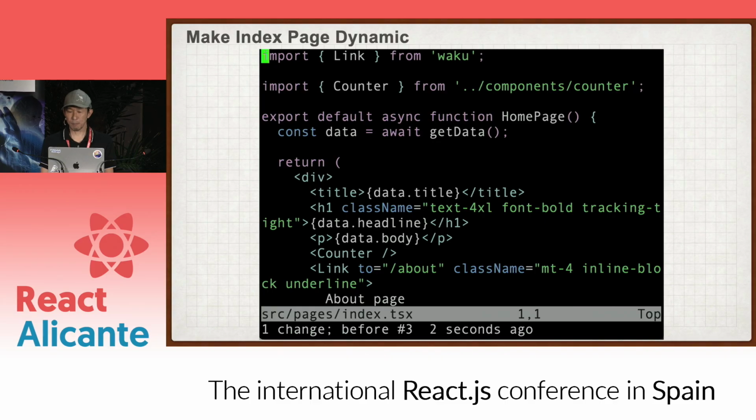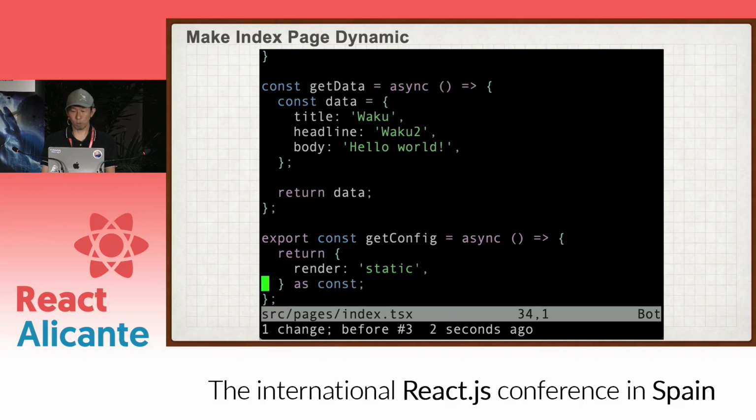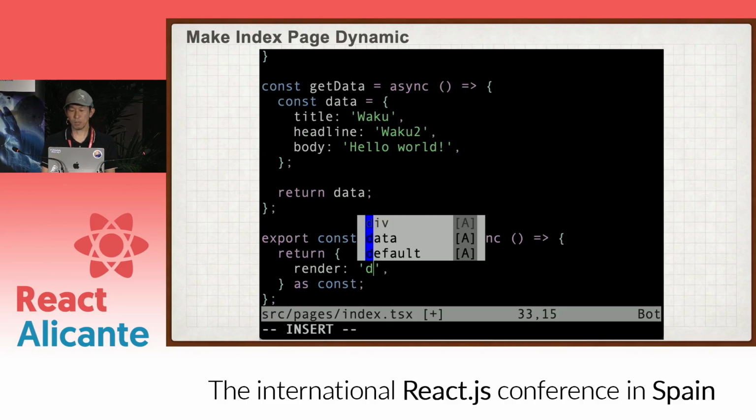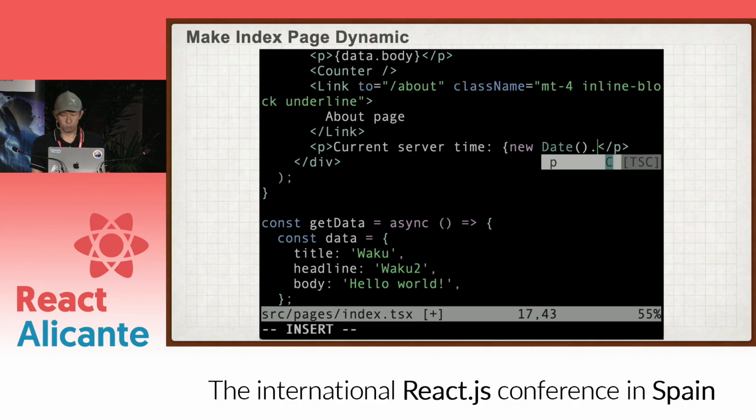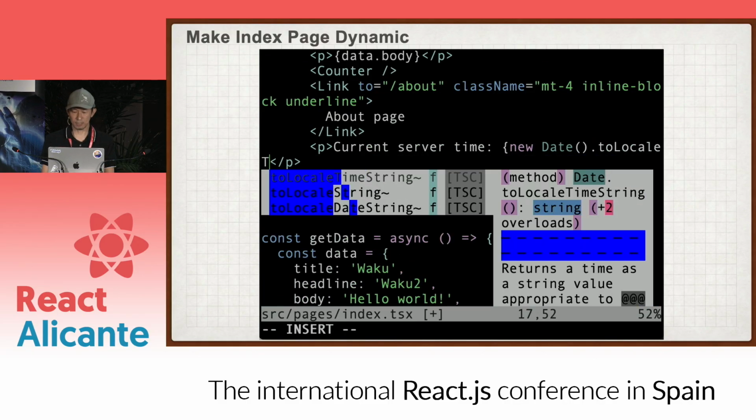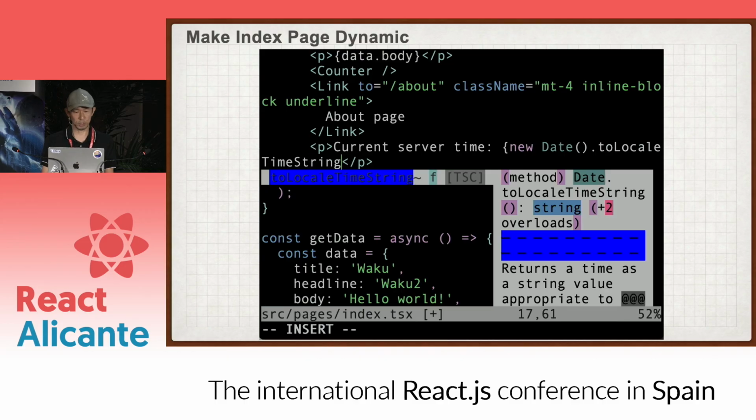To make a page dynamic, we need to export the getConfig function from the page file. This function returns a config object. The render property in the config object can be either static or dynamic. If we set it to dynamic, the page will be rendered on each request. To see this working as expected, let's add a timestamp to the page.